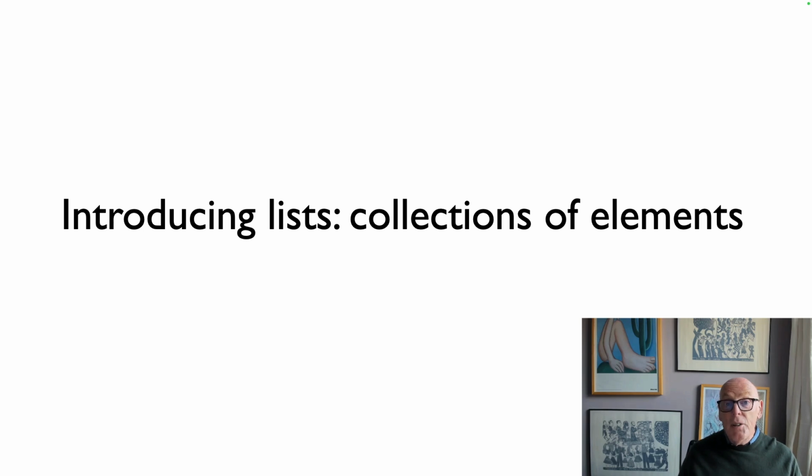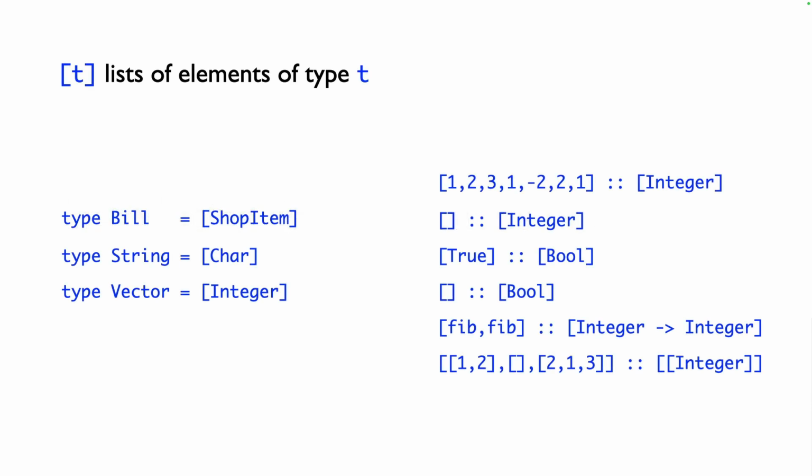This segment introduces lists, which are collections of elements or values. We write the list of elements of type T by putting T in square brackets. On the left hand side you can see I've defined a type of bills, which is a list of shop items. You can imagine a supermarket bill looks like a list of items you bought in a shop. The type of string is just a list of characters. That's how strings are represented in Haskell. And you can imagine we could also represent a type of vectors by a list of integers.